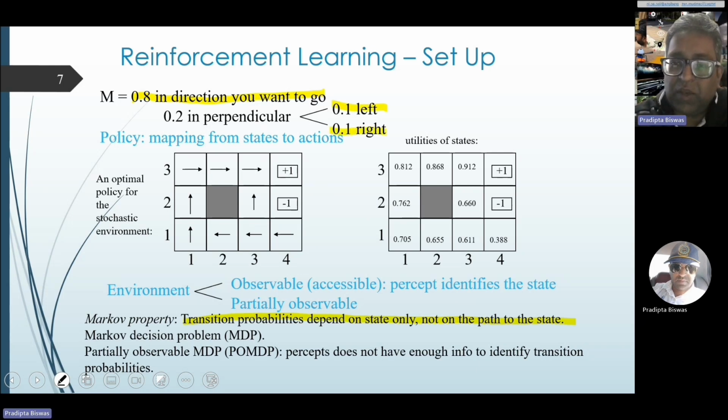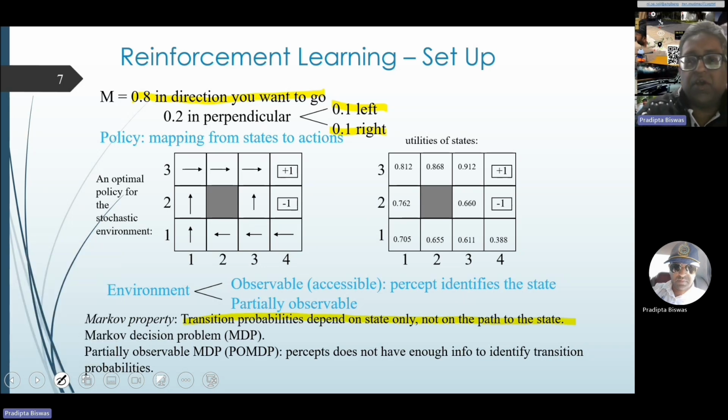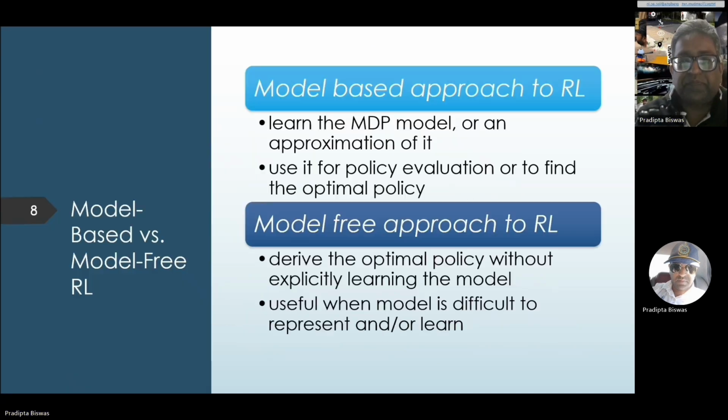So this assumption we used for explaining the MDP. But in this case, the difference will be that in the subsequent algorithms, we will consider that we do not know this model. Okay, so we have to learn these values. So next, we will discuss 2 types of approaches to RL.